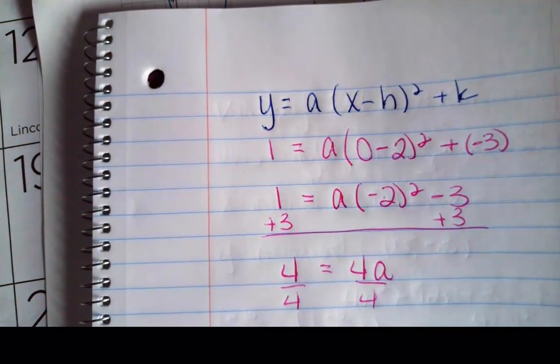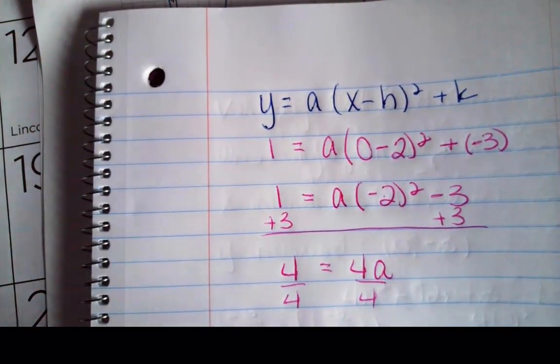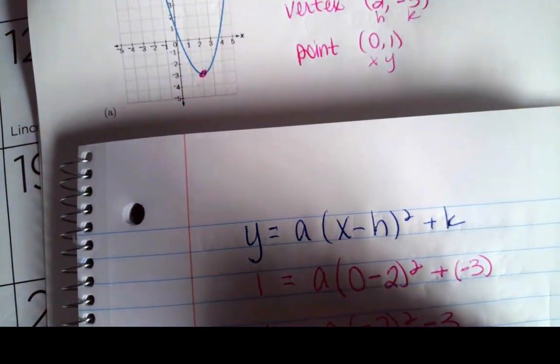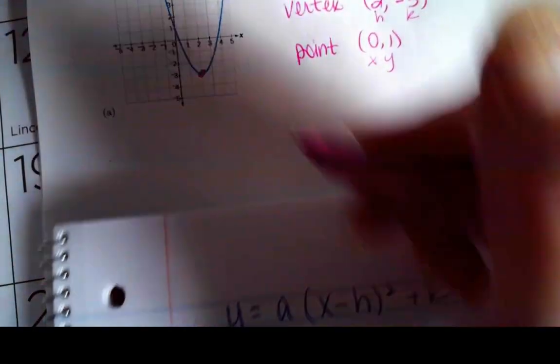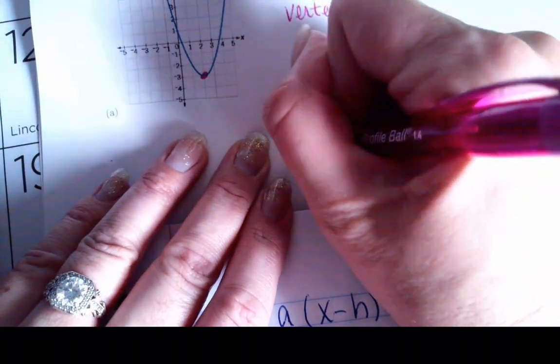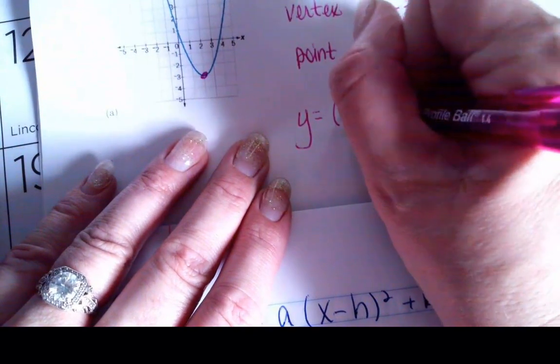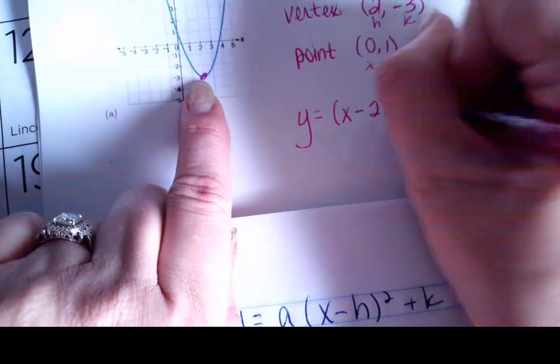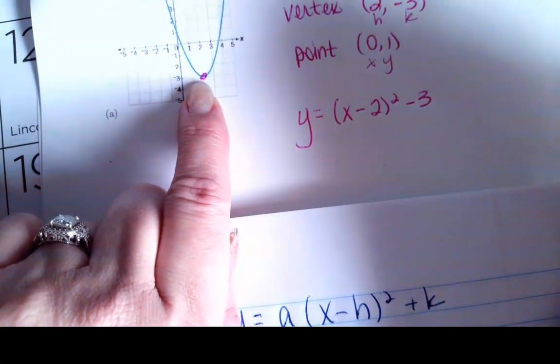Which means I now know the equation. Because it doesn't say what type of equation, we're just going to do it in vertex form. So my equation on this one is going to be y equals x minus 2 squared minus 3.